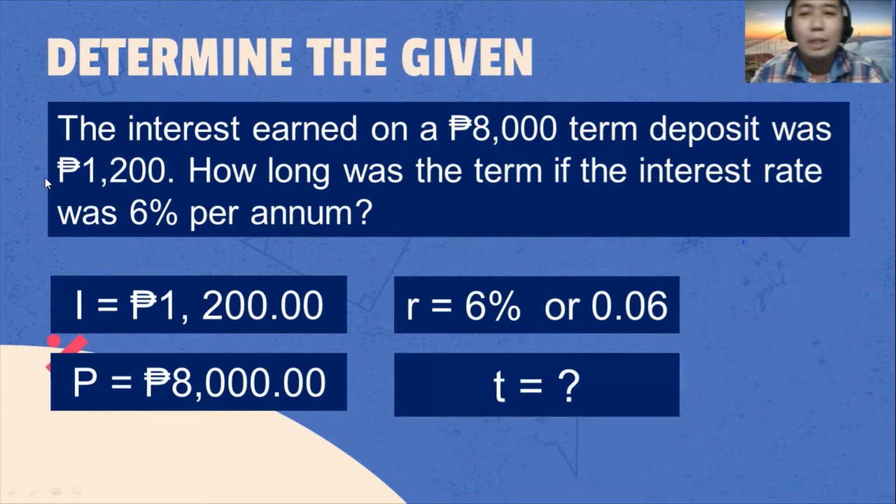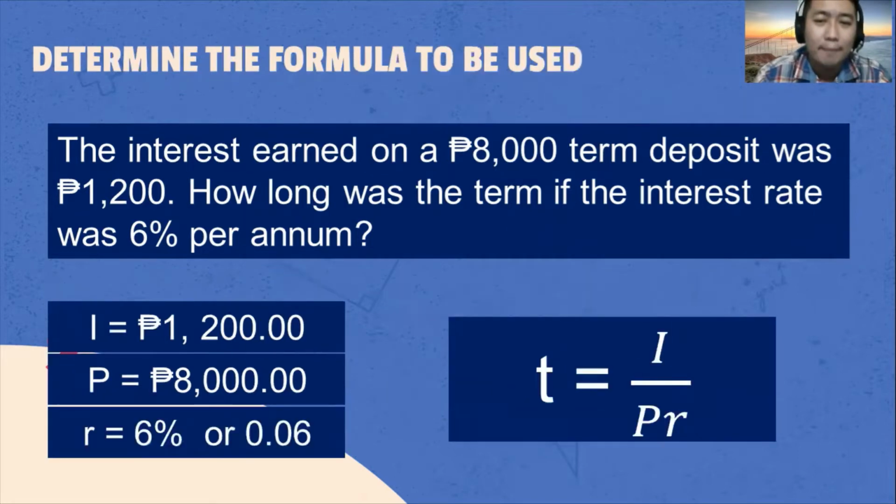Again, the interest was 1,200 pesos, and the principal amount is 8,000 pesos. Then we have rate, that is 6% or 0.06 in decimal. And we are going to look for the time. Since we already found the given, let's now determine the formula to be used. Since given our interest, principal amount, and rate, we can use this formula in solving the given problem.